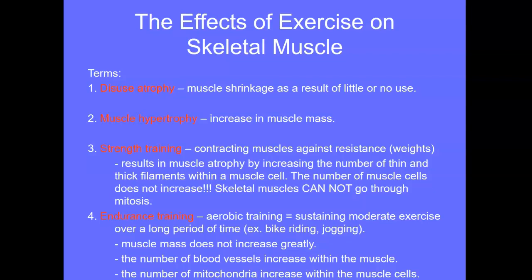Muscle mass does not generally increase very much. What does change is the number of blood vessels and the number of mitochondria associated with those muscle cells. So endurance training gives your muscle the capability to be much more metabolically active. Strength training and endurance training together give you a really strong dose of muscle hypertrophy and muscle endurance.